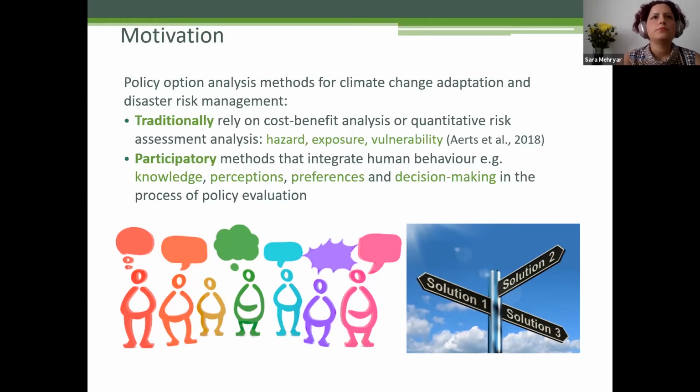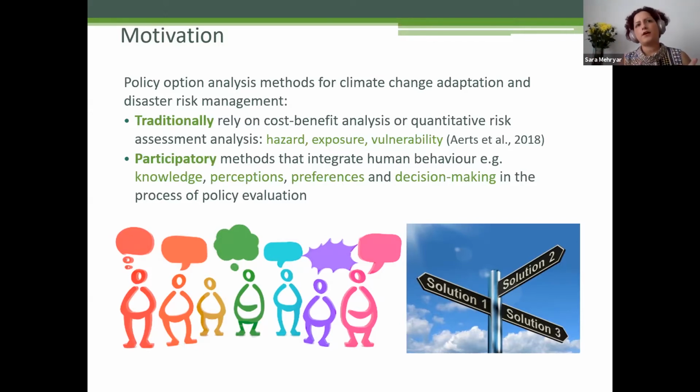But then, the traditional policy analysis methods usually rely a lot on cost-benefit analysis and quantitative risk assessment analysis. For example, assessing and quantifying the level of hazards, the level of exposure, and the level of socio-ecological vulnerabilities. While these are all, of course, very important aspects, usually such methods neglect the role of human behavior, like people's perceptions, people's preferences, decision-making in the process of policy option analysis.